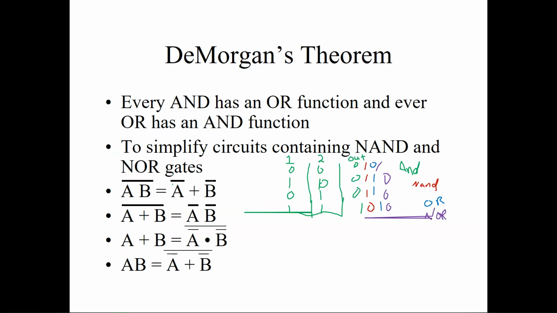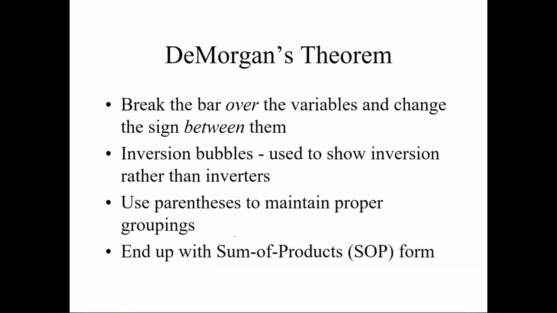So what they're showing you here is that they're breaking the bar over the symbols in order to break these up. And what you add here, you multiply here, and what you multiply here, you add when you break them apart. So when we're looking at these theorems, you're breaking the bar over the variables and changing the sign between them.